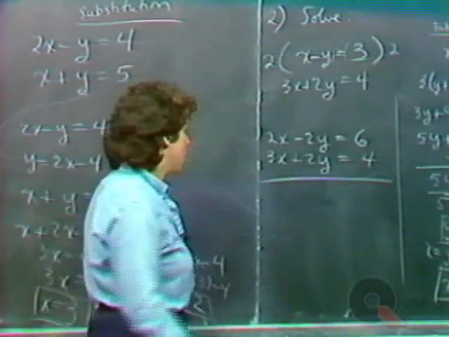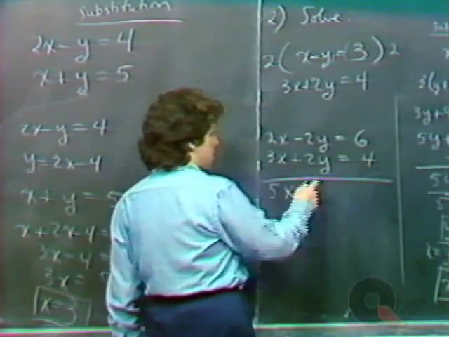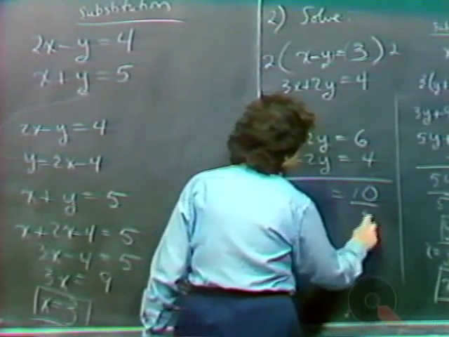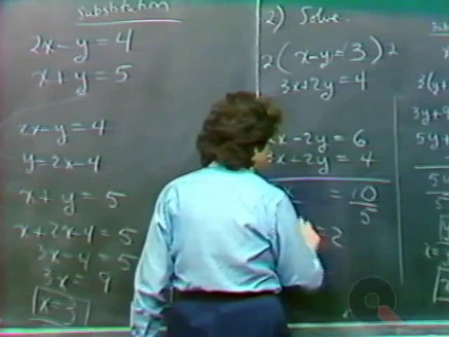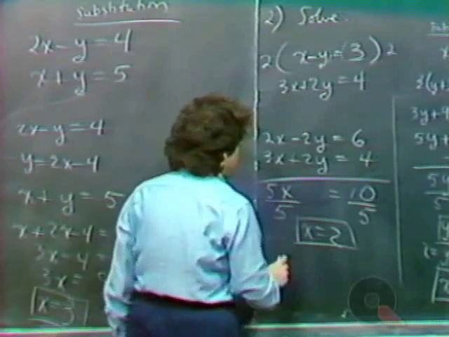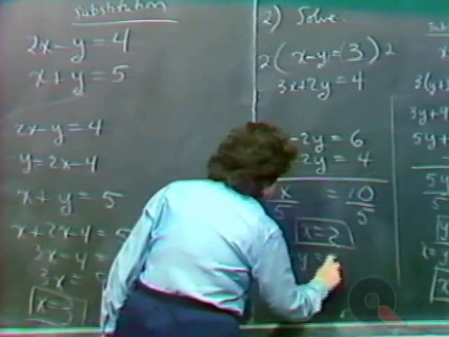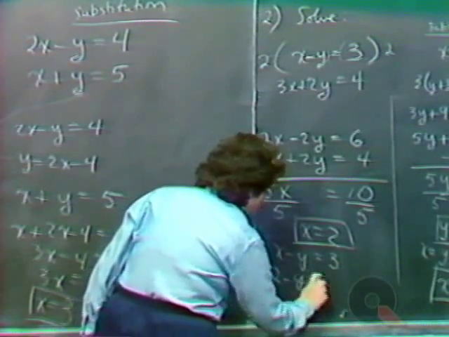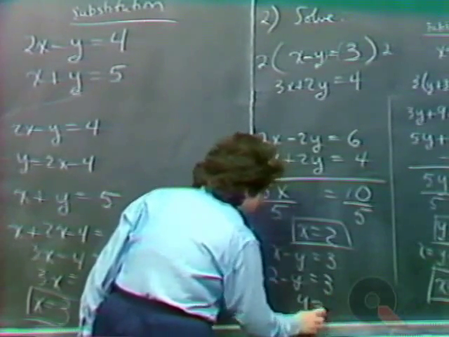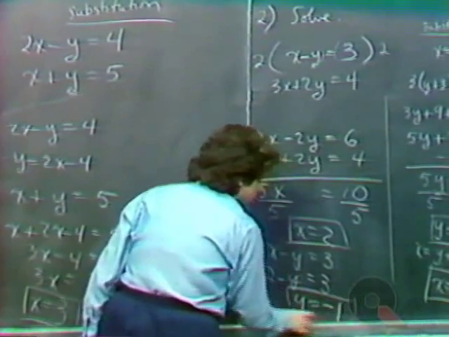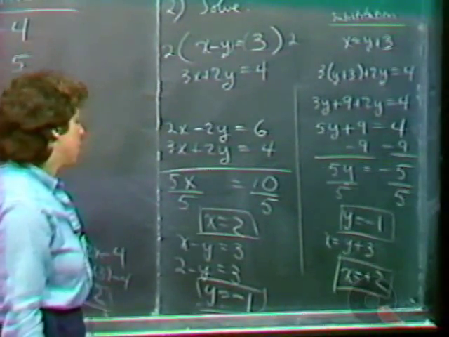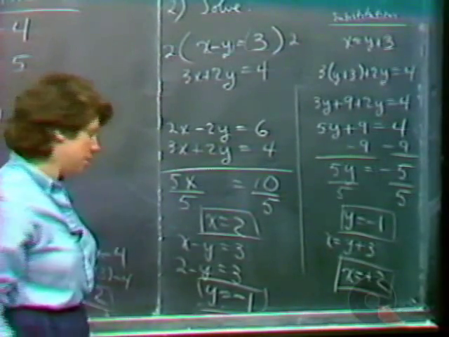Now when you add the equations, 5x, the y's drop out, equals 10. Dividing by 5, x equals 2. And once you know x equals 2, substitute into either equation. Let's say x minus y is 3, 2 minus y is 3, and you get that y equals 2 minus 3, or minus 1, which of course is the same answer that we got when we solved by substitution. x equals 2, y equals minus 1.